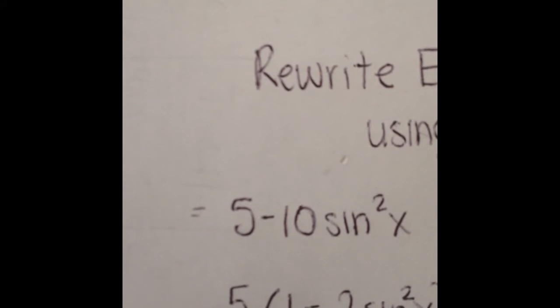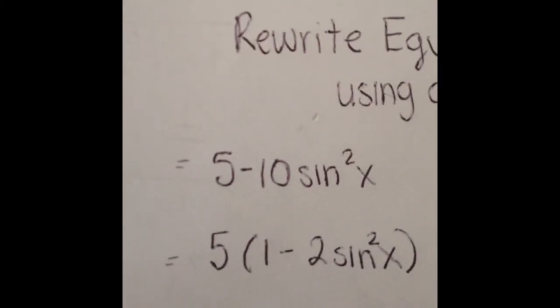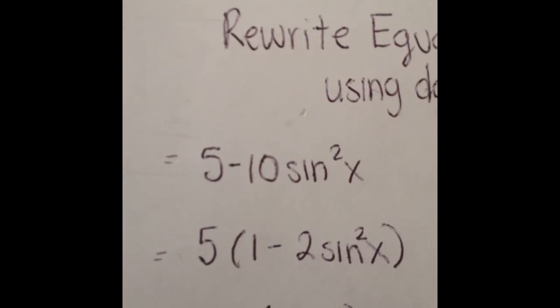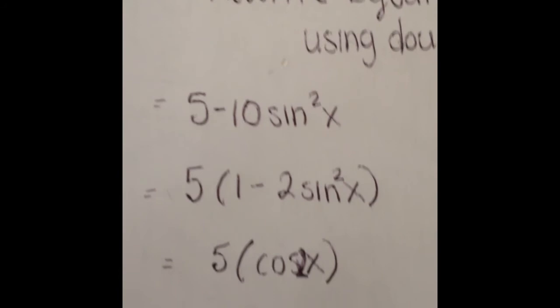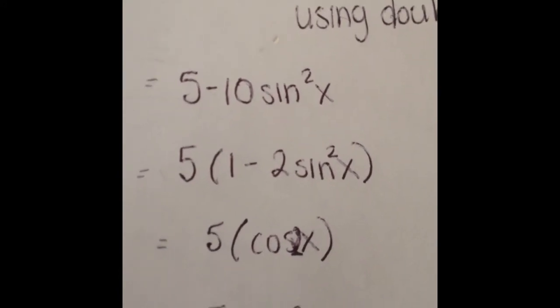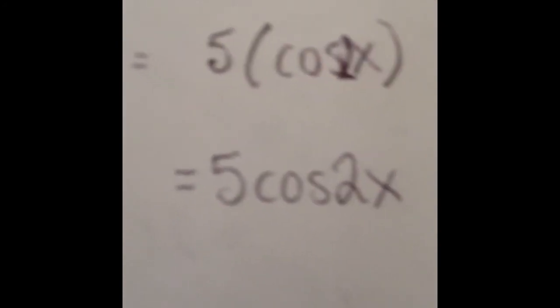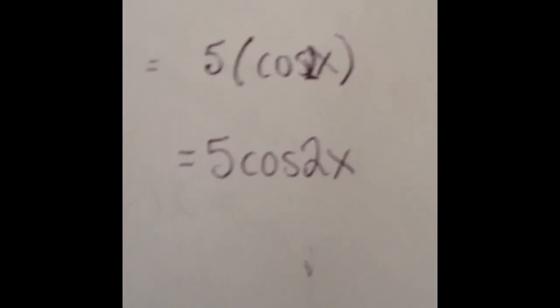So starting with 5 minus 10 sine squared x. Take out a 5 to get a formula alone. 5 times 1 minus 2 sine squared x. 1 minus 2 sine squared x equals cosine 2x. So your final simplification of this equation is 5 cosine 2x.